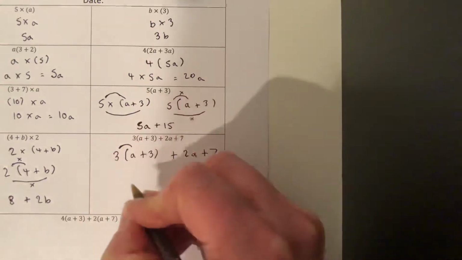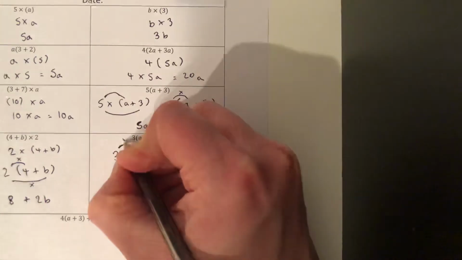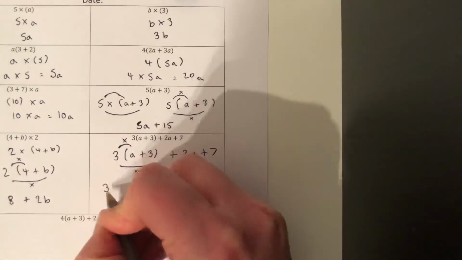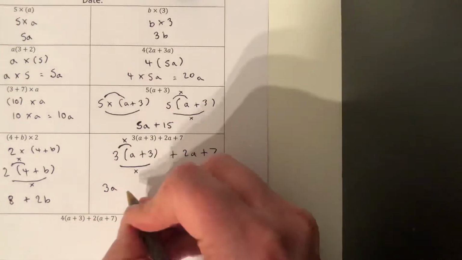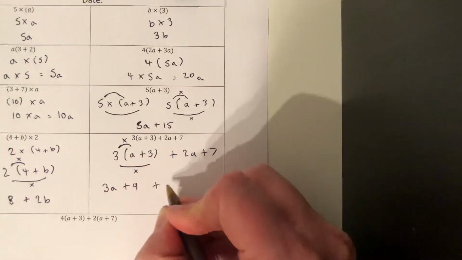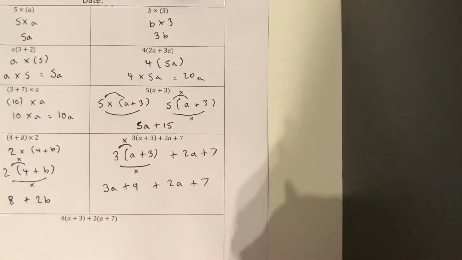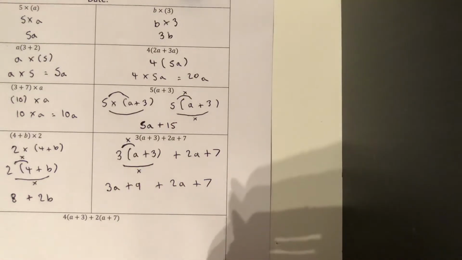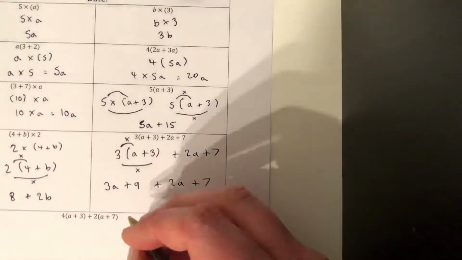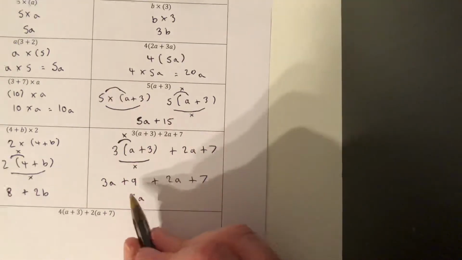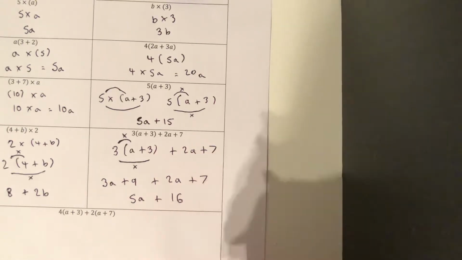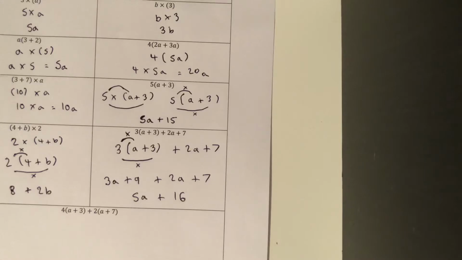So if I just do my little arrow top and bottom, and we'll times separately. So the 3 times the a will give me 3a. The 3 times the 3 will give me 9. Again, we'll look at the sign in the middle as a plus. And the rest of the question is just waiting for me to finish off. And this is the stuff we were doing with the simplifying last lesson. 3a plus 2a simplifies to 5a, plus 9 plus 7, they come together as well and give me 16. And so there's my answer.